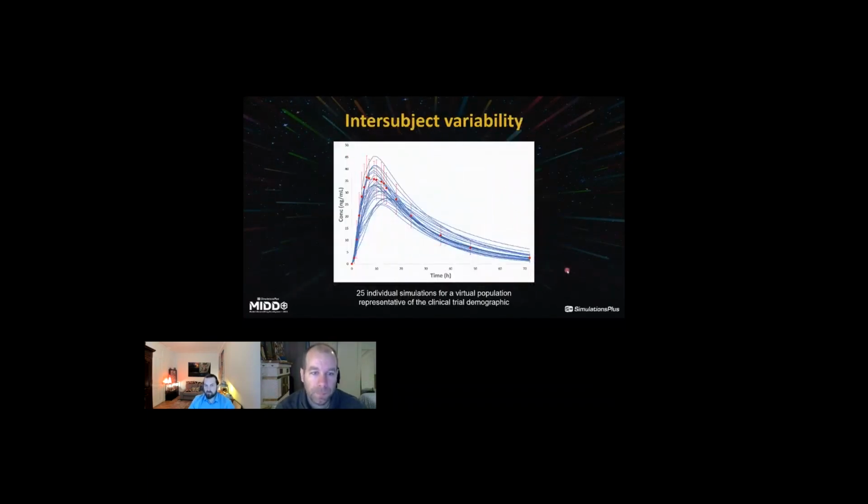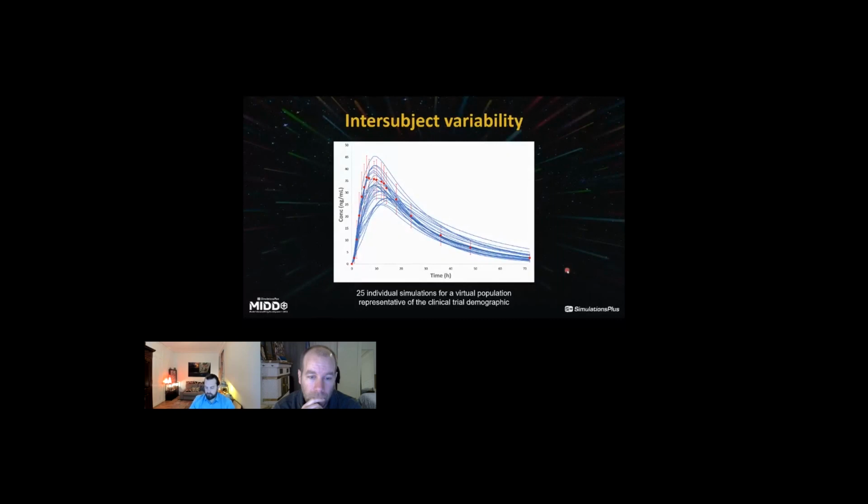So on the screen here, you can see the 25 simulations for 25 virtual individuals that were representative of the clinical trial demographic. And you can see that the spread of the simulation is fairly well aligned with the mean data point in red and the standard deviations at all time points. So we had a model that was able to fairly well represent the inter-subject variability. So having that checkpoint validated, we could then move into designing the formulation variants, making the simulation, and generating the population.